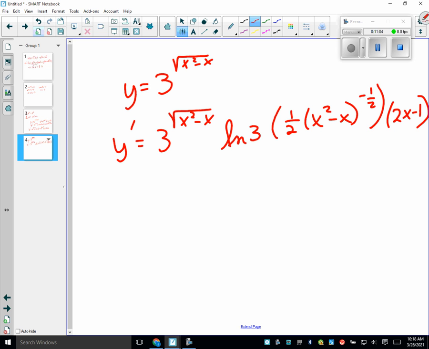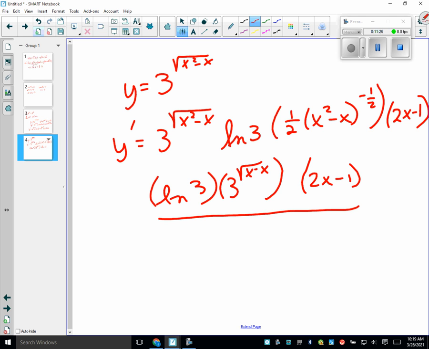Same old thing. So, to clean this up, this is ln of 3 times 3 to the x squared minus x times 2x minus 1 over 2 radical x squared minus x. Right? Okay, that was exponents.